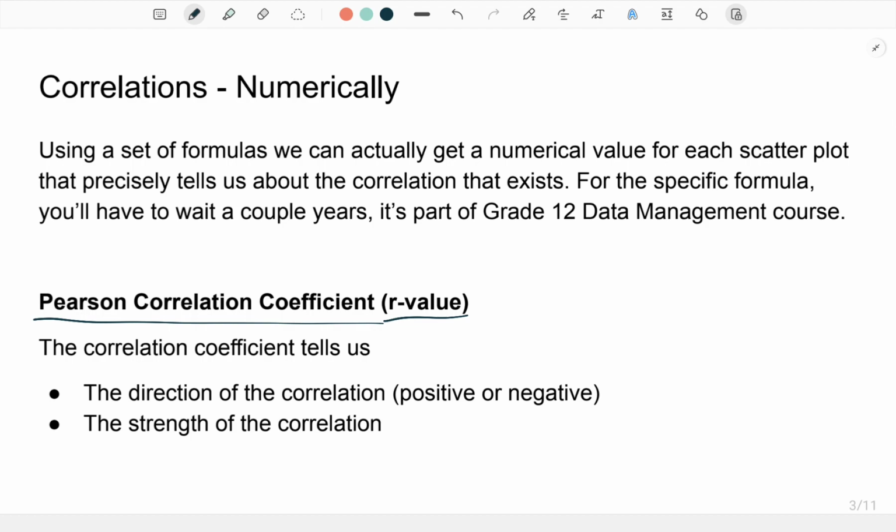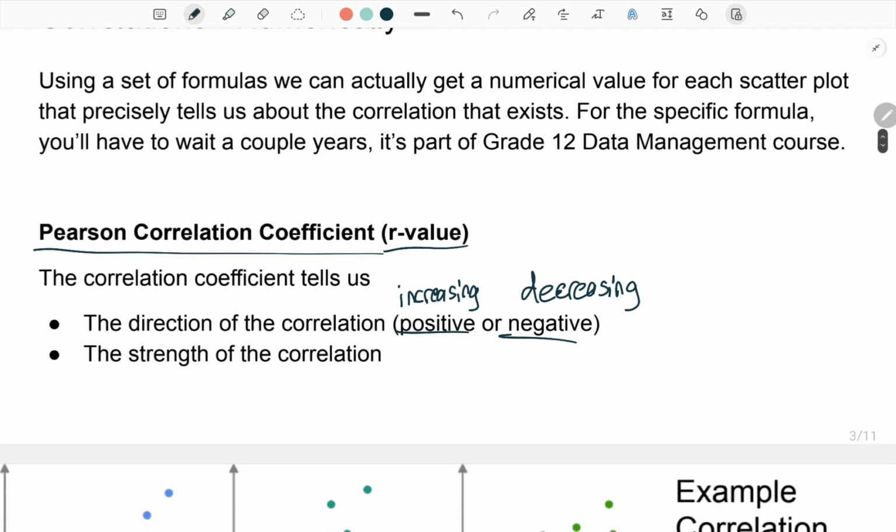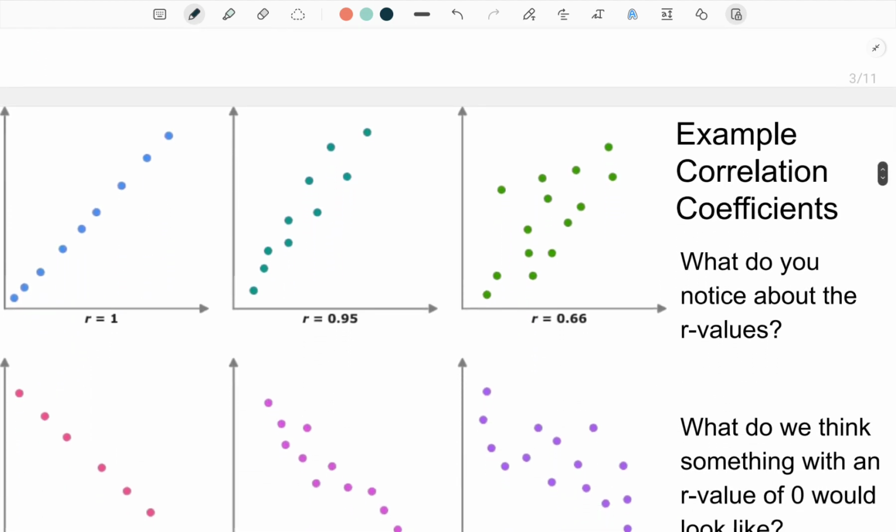What that number tells us is the direction, because that number is going to be either positive or negative. That's why we've been describing those correlations with those words, which would be, again, increasing or decreasing. And the other thing is the strength. So is it strong, moderate, or weak? So let's take a look.